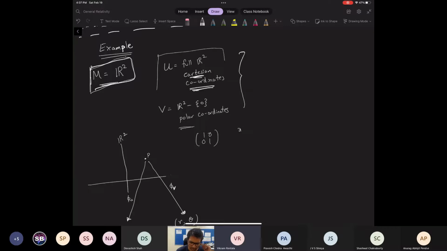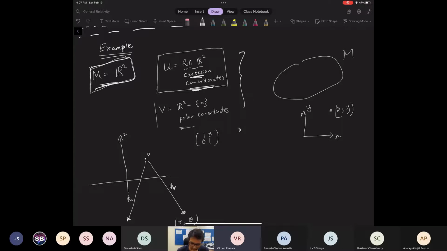Okay, so we'll use a coordinate patch U. This coordinate patch will be the full R2. Okay, so this is our manifold. The manifold itself is R2. And we'll use the full R2, and then the obvious choice is to use Cartesian coordinates, that is to use an X and a Y coordinate. Okay, so every point is labeled by an X value and a Y value.